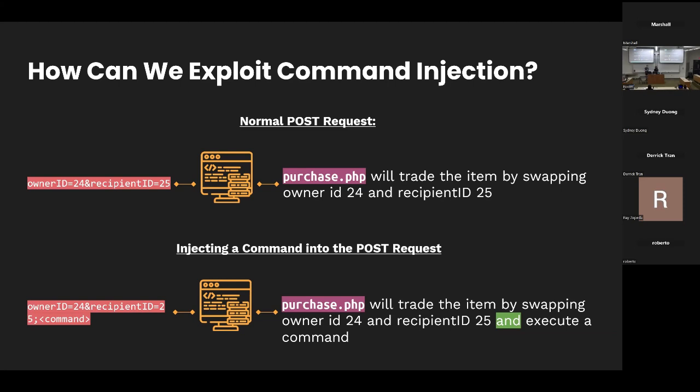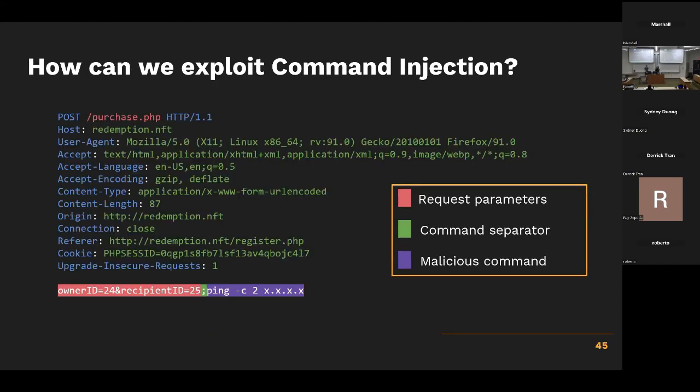So just like I mentioned, when injecting a command into a POST request, purchase.php will still swap those IDs that we were talking about, but because of the semicolon, it will also run the command that you're specifying. Now, what kinds of commands are we limited to? It kind of depends on the actual machine itself, whether or not it has the commands. But for the sake of simplicity, a good old reliable test is just a quick ping test. So here we see this a couple times now. This is an example of a POST request, right?